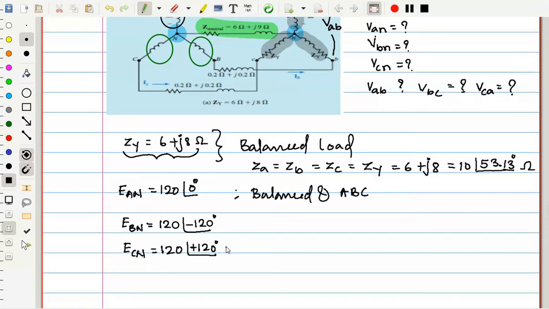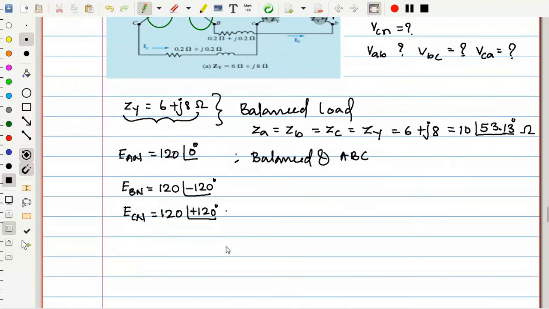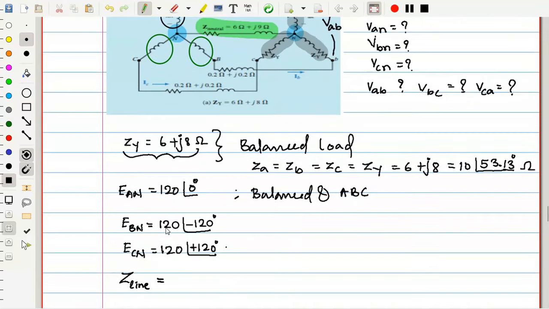So now we have three phase voltages and three phase impedances. Next, what else we need is one thing you should note very carefully, the line impedances. Let me write the line impedance as ZL, or Z small l, or if you want, you can write Z a line, which is equal to 0.2 plus j0.2.